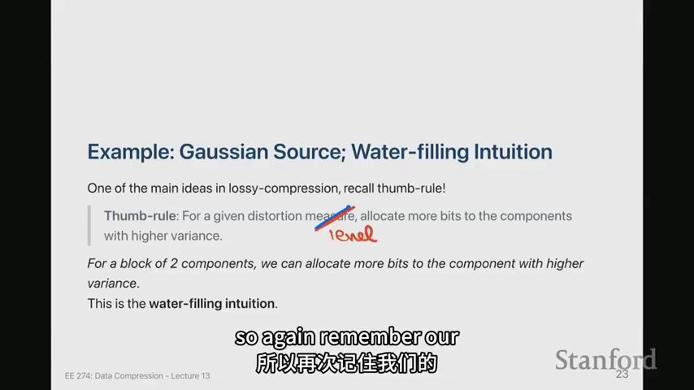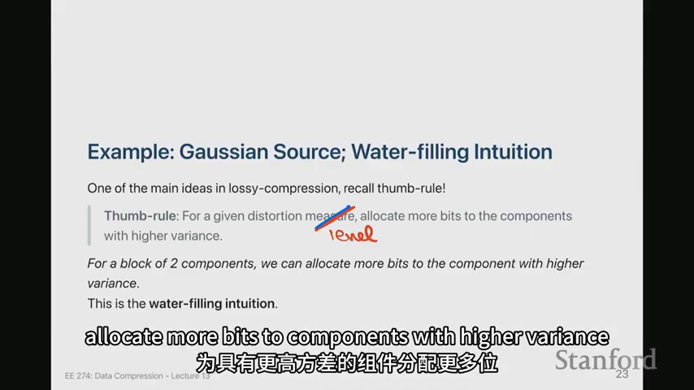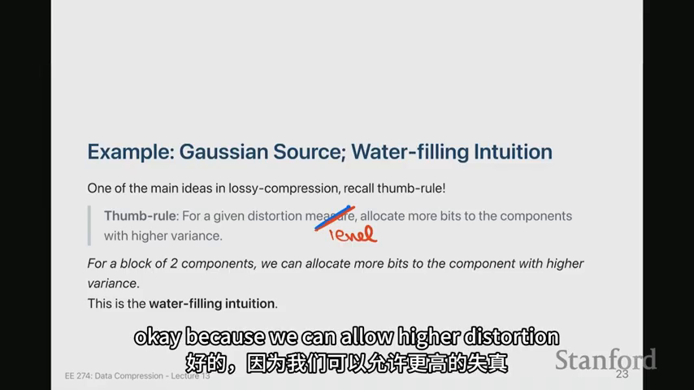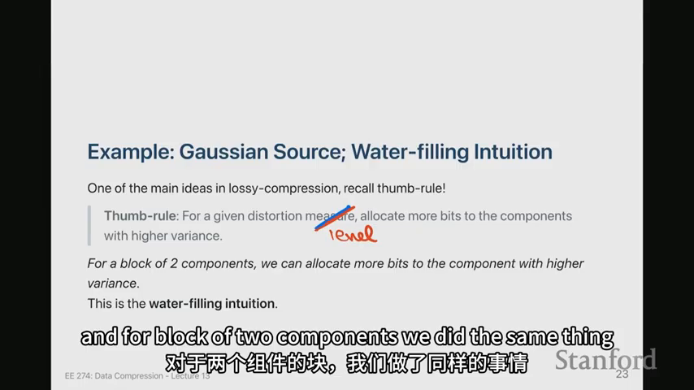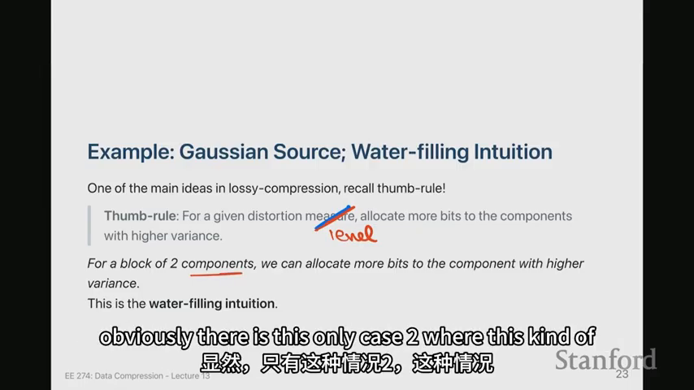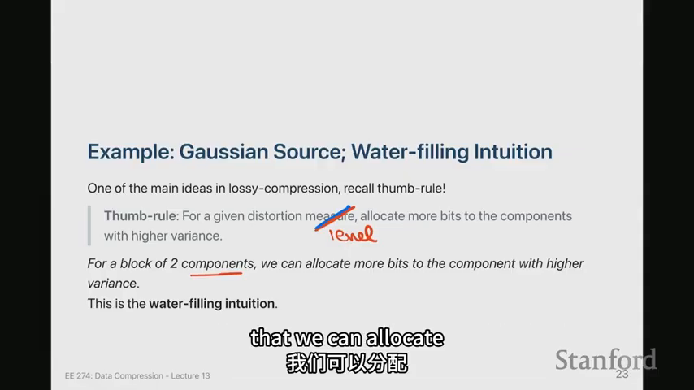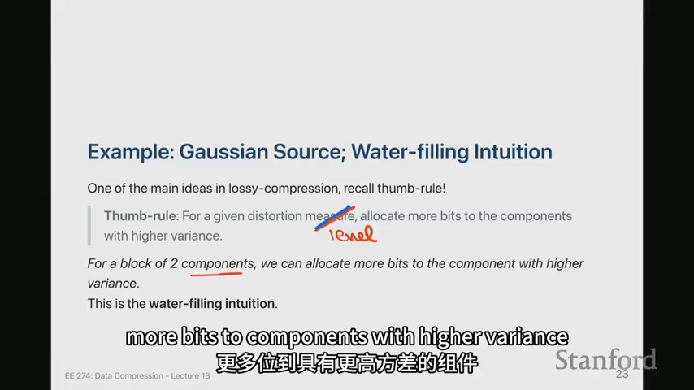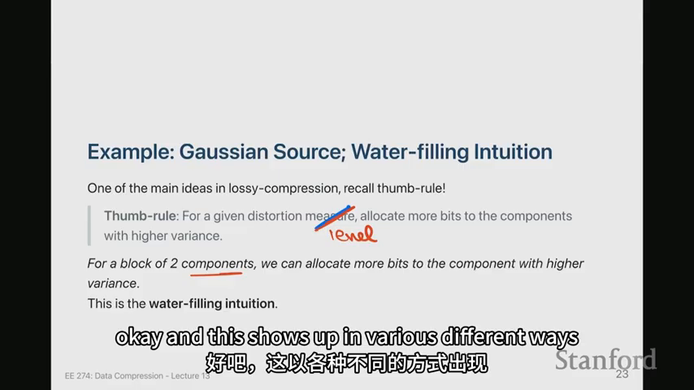So again, remember our thumb rule, which is for a given distortion level, we can allocate more bits to components with higher variance. Okay, because we can allow higher distortion for components with higher variance. And for block of 2 components, we did the same thing. Obviously, there is this only case 2 where this kind of comes about, but more generally, you can think of it as that we can allocate more bits to components with higher variance. Okay, and this shows up in various different ways.